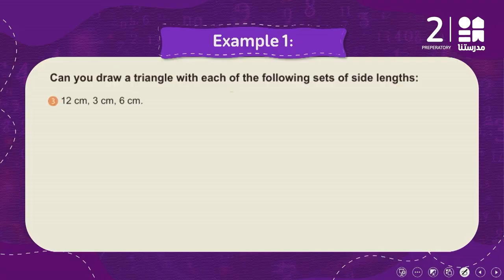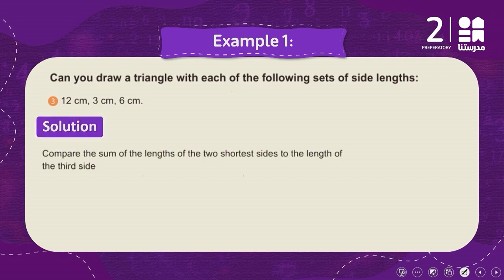Now we have 3 and 6, the smallest two. Add them, it will be 9. So we need to add the shortest two, as we said before. 9 is less than 12. So if it's less than 12, you can't draw any triangle.